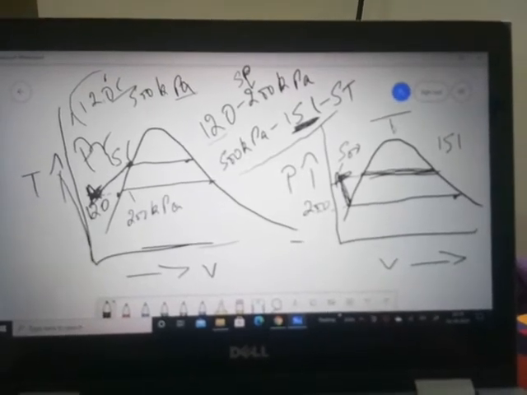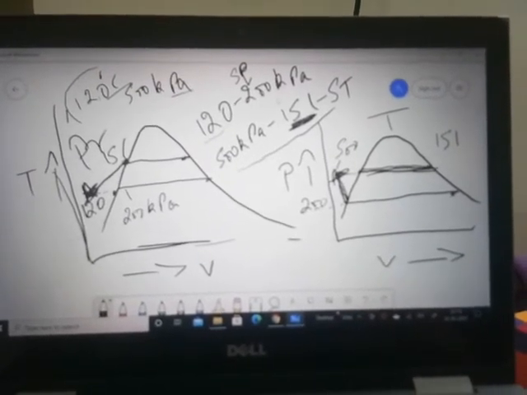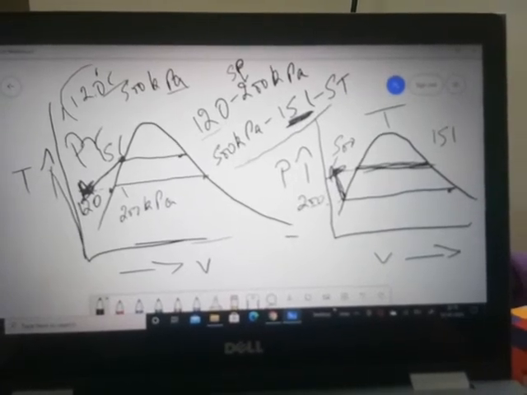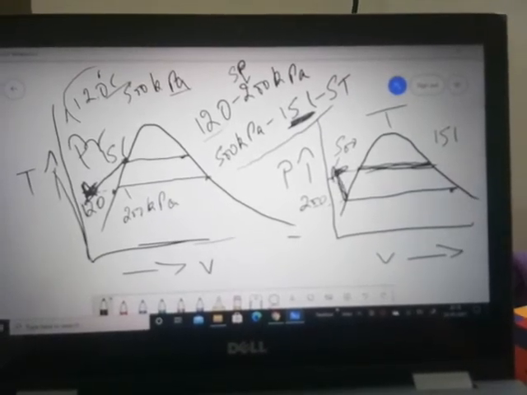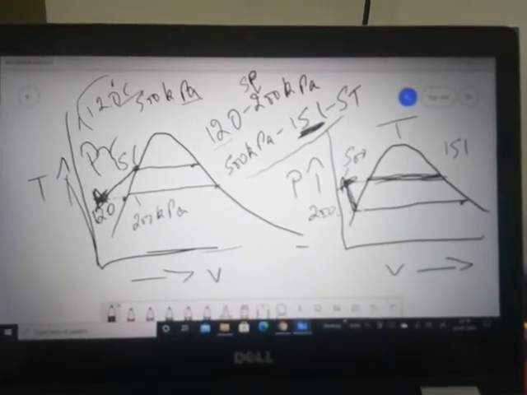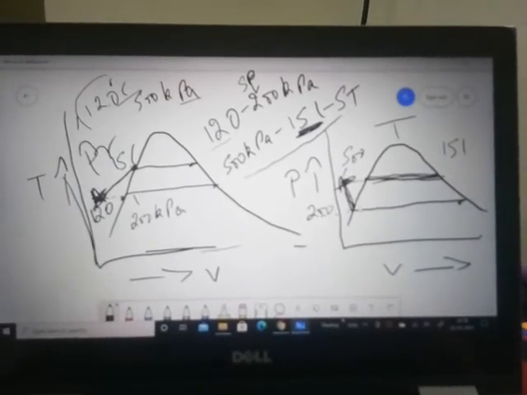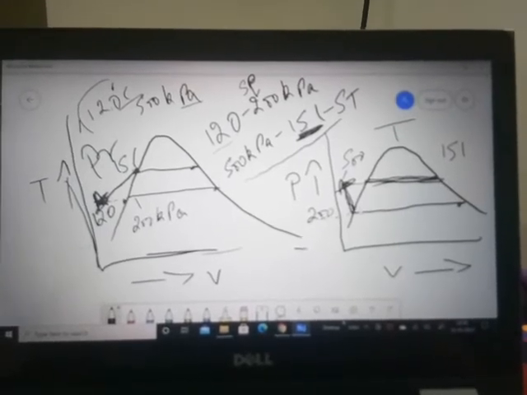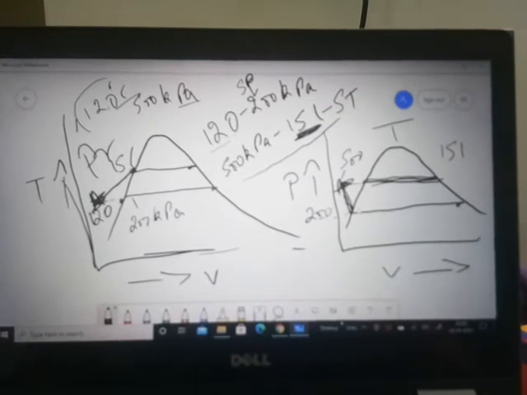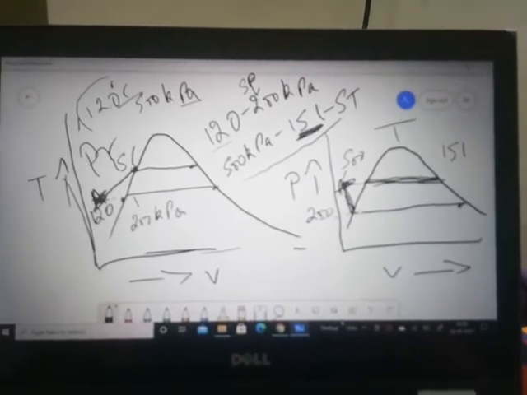So it's 120. But for me to become a saturated liquid, it's 200 kilopascal. But I am at 500 kilopascal, so I have to come down. So that is one more thing. You have to be very, very clear that when you change temperature, pressure is constant. When you change pressure, temperature is constant.